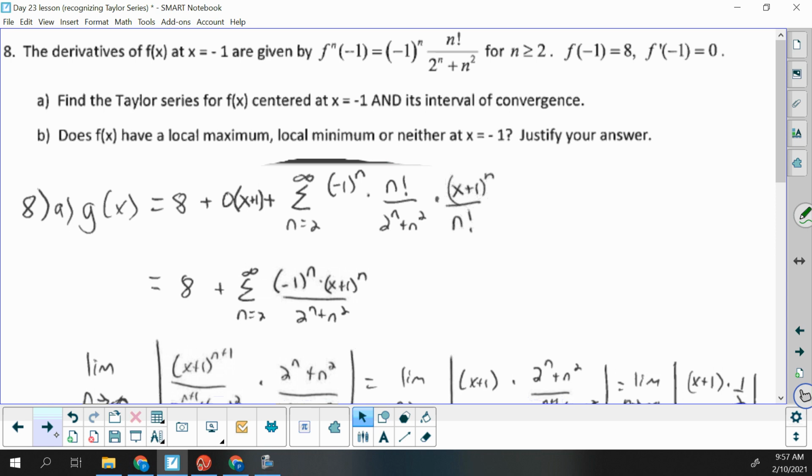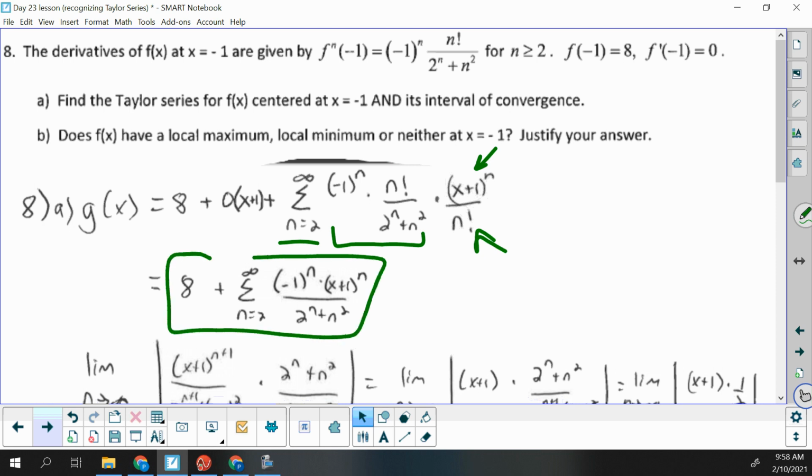So for this one, we've got that our value at -1 is 8. Then our first derivative is 0, so we have 0 times (x+1), which will end up going away. And then our derivatives after 2 are given by the expression there. So these are our derivatives after 2, you have your center raised to the n, and then over n factorial. Notice this summation is starting at n equals 2. And then you could neaten it up to not include the 0 times (x+1) if you want.